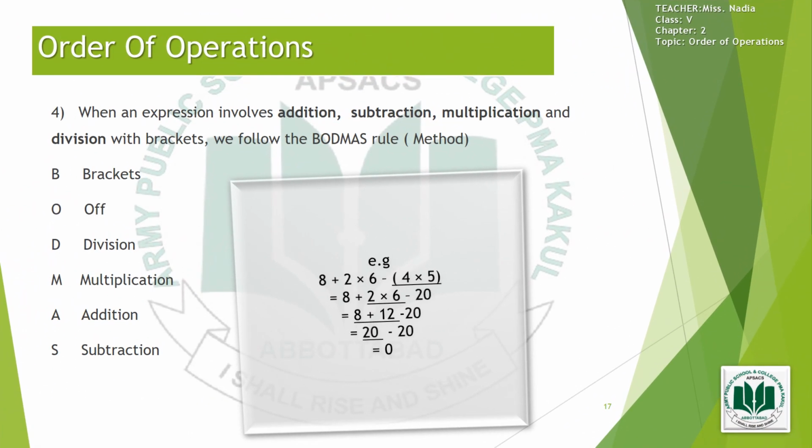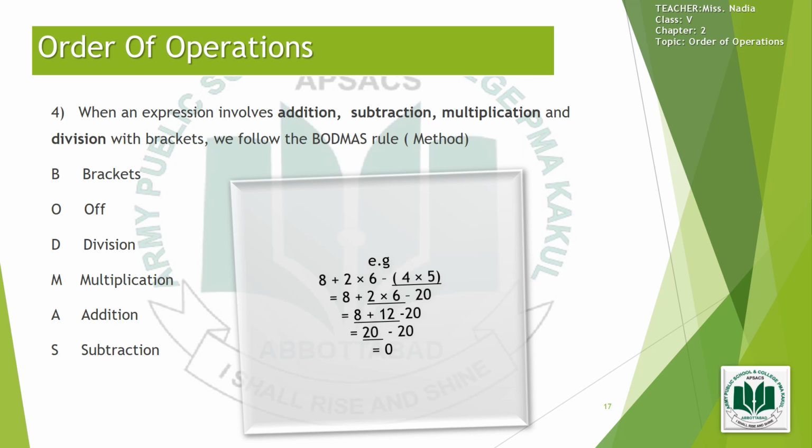And when the expression involves addition, subtraction, multiplication, division with brackets, we follow the BODMAS rule. In this rule, B stands for brackets, O stands for of, D for division, M for multiplication, A for addition, and S for subtraction. It means deal with the bracket first and then the other operations.